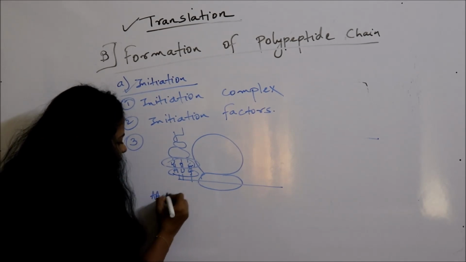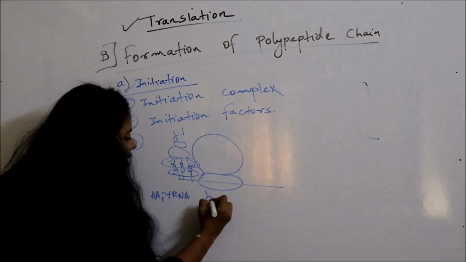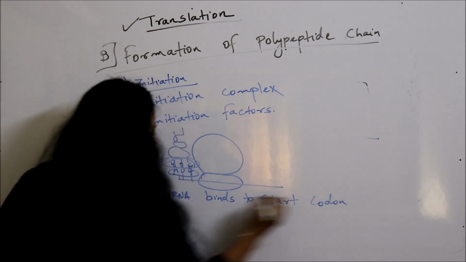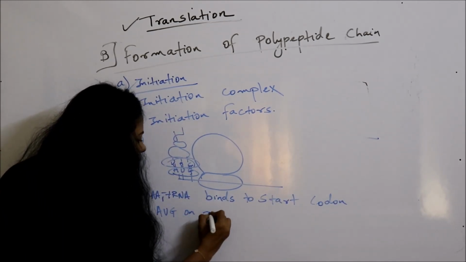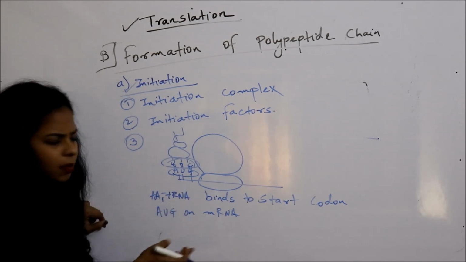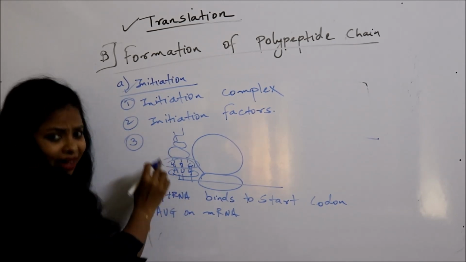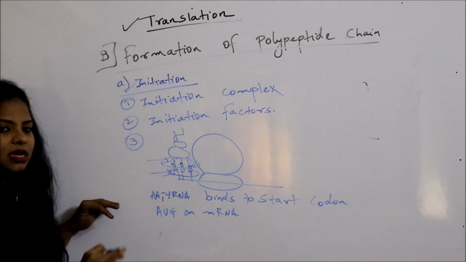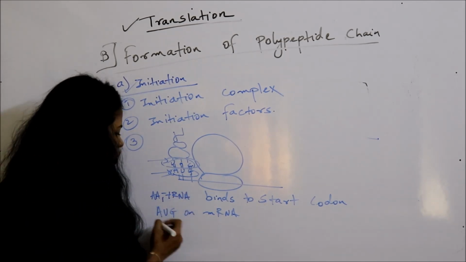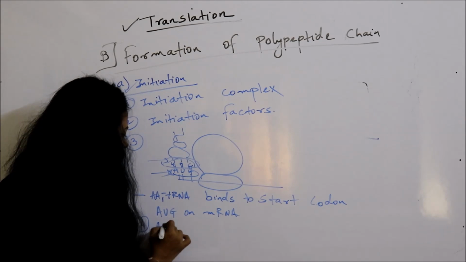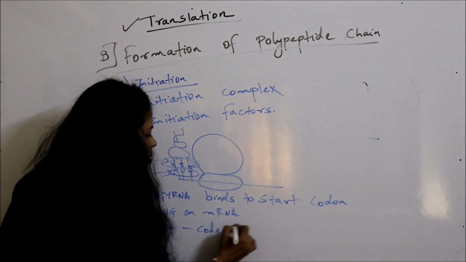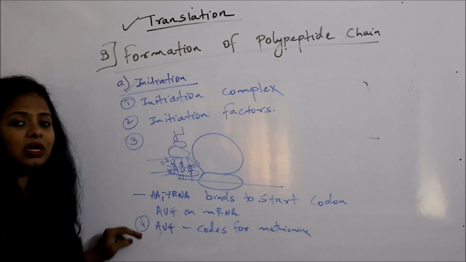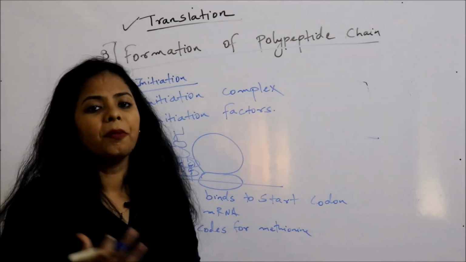So the AA1 tRNA binds to the start codon AUG on mRNA. The anticodon on tRNA binds to the codon of mRNA. This binding occurs and the process starts. Now the fourth point here: AUG codes for what? It codes for methionine, methionine in eukaryotes and formylmethionine in prokaryotes.